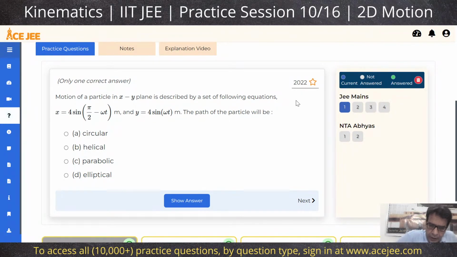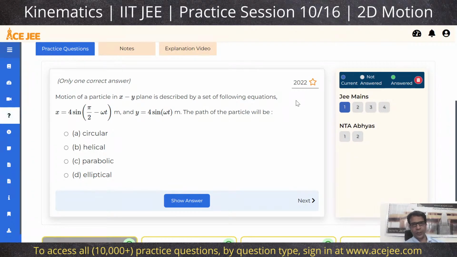The motion of a particle in the xy plane is described by the following equations: x equals 4 sin(pi/2 minus omega t) and y equals 4 sin(omega t). What is the path of the particle?